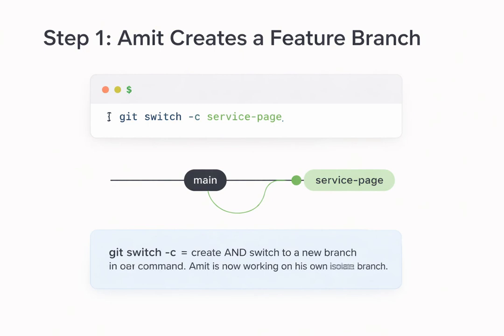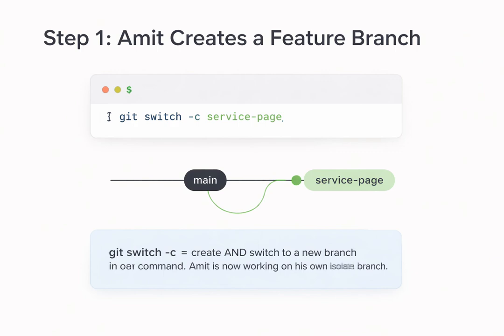Amit's first step is to create a new branch specifically for the services page. He runs git switch -c service page, where the -c flag means create. This single command both creates the new branch and switches him into it. Now, Amit is working in complete isolation from the main branch.